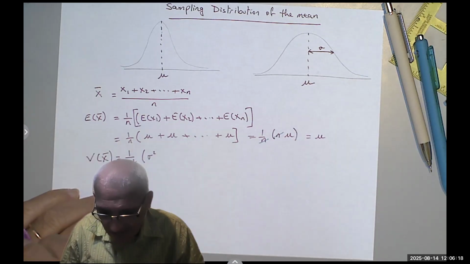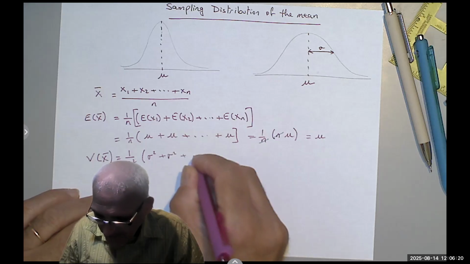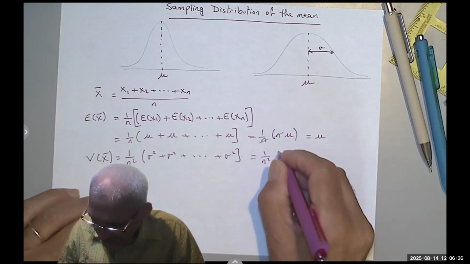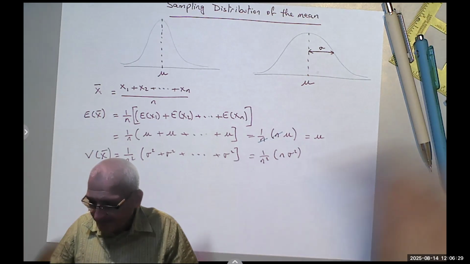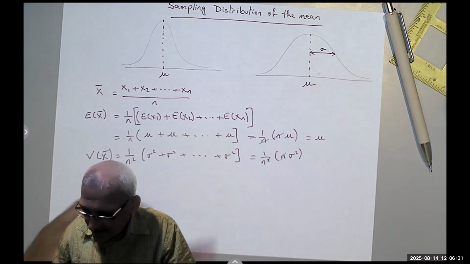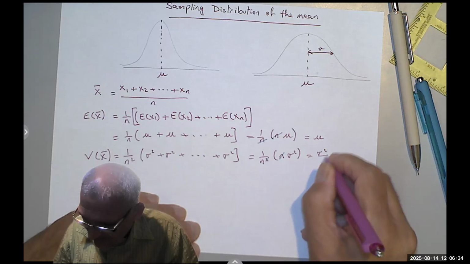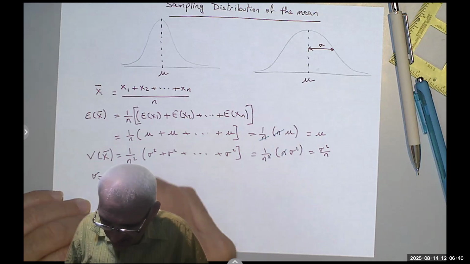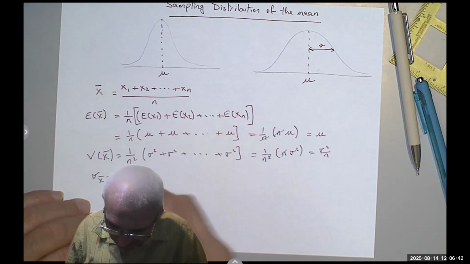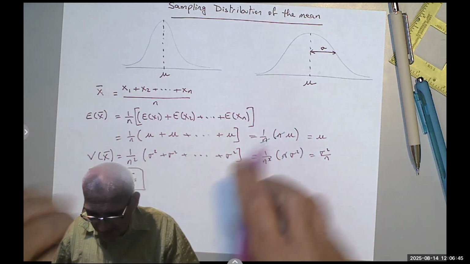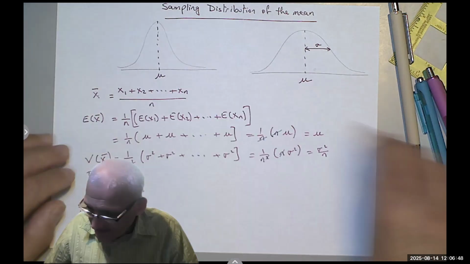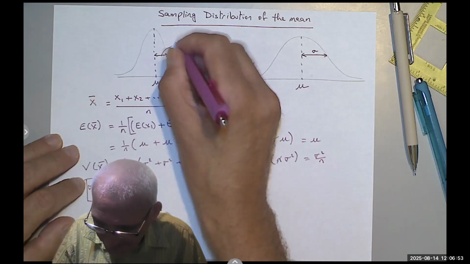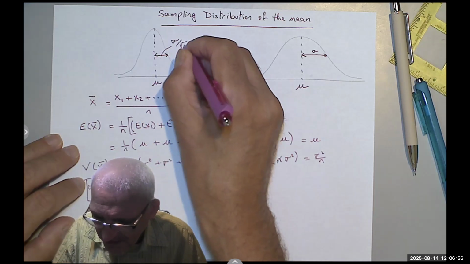So it's sigma square plus sigma square plus sigma square, meaning 1 over n square times n sigma square. N cancels with the square, and you get sigma square over n, meaning the standard deviation of x bar is sigma over the square root of n. Take larger n's, and the standard deviation gets smaller and smaller and smaller. Let's see what that means in real life.